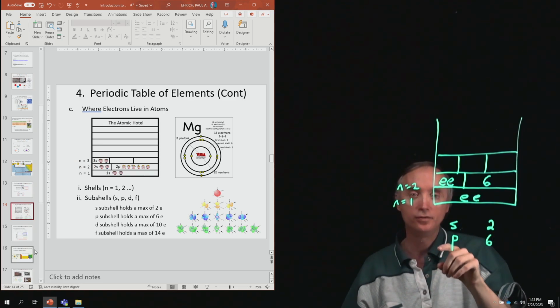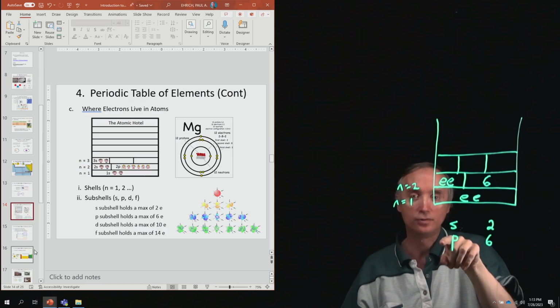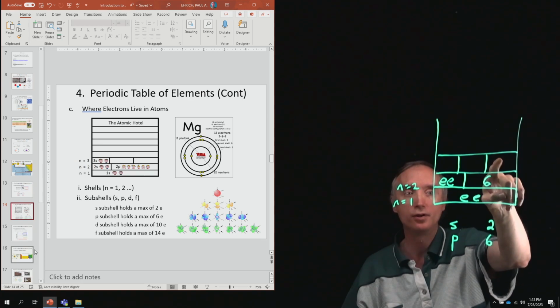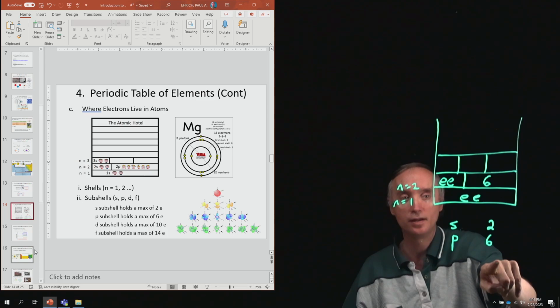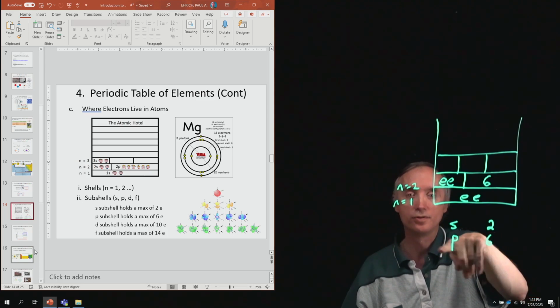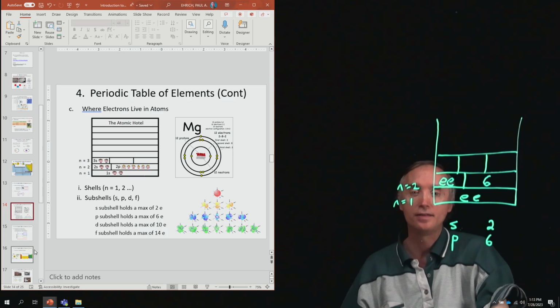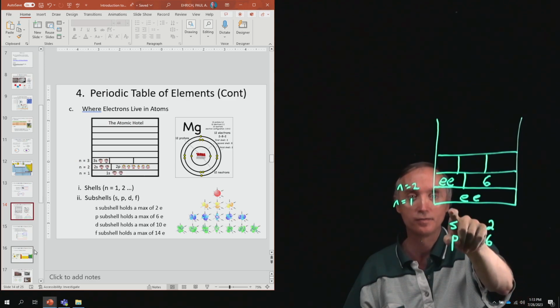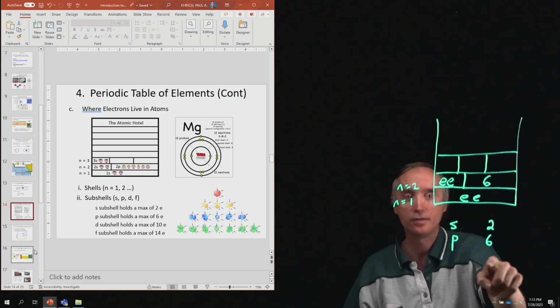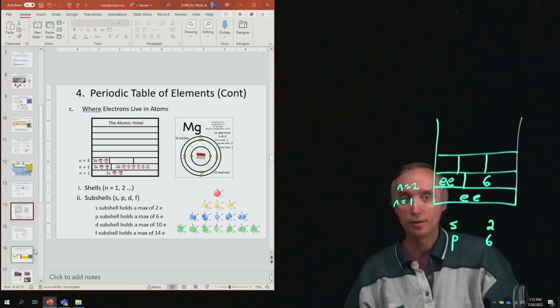If you notice, I listed that this one over here can hold 10. Do you notice it goes 2, 6, 10? So it goes up by 4 each time. The ones that can hold 10 are called D's, and the ones that can hold 14 are called F's. Don't worry about it, okay? Let's just concern ourselves only with the S's and the P's, because we'll be able to explain quite a bit just by using those two.